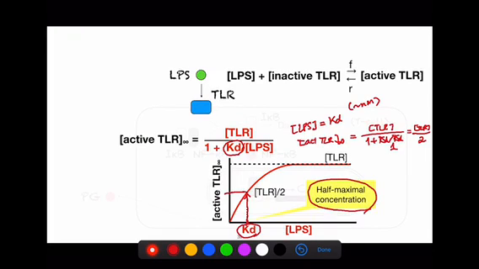If LPS is available in a concentration range lower than KD, then the change will be approximately linear. And if it goes above the KD, it starts to saturate. If LPS is available in a concentration much larger than the KD, it will almost always activate TLR to the saturating range.